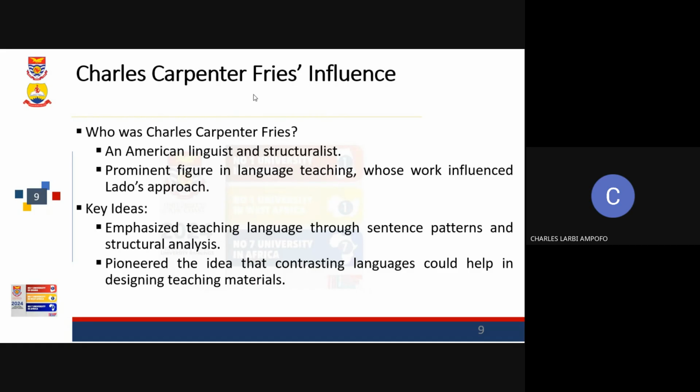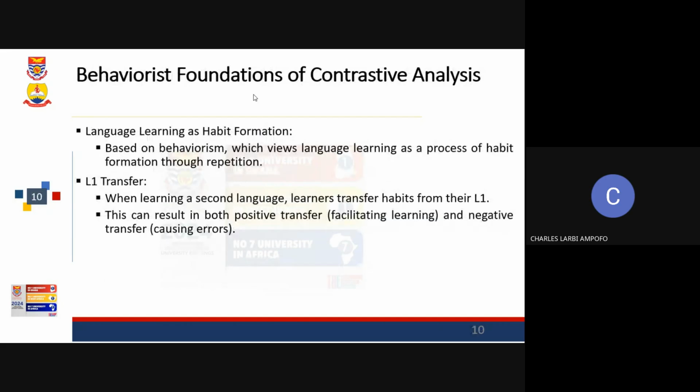So he was of the view that when you compare and contrast two languages to find their similarities and differences, it could help in designing the materials that you use to teach the language that you want to teach. Okay.